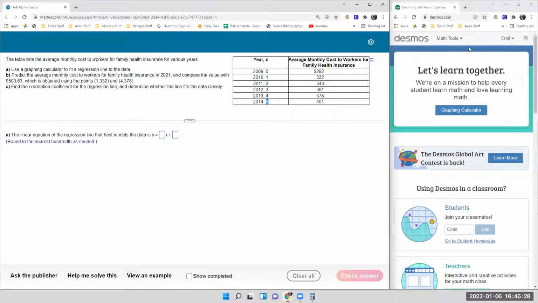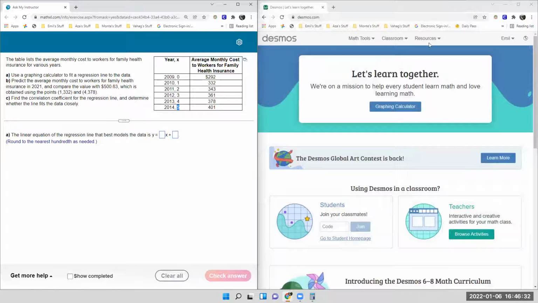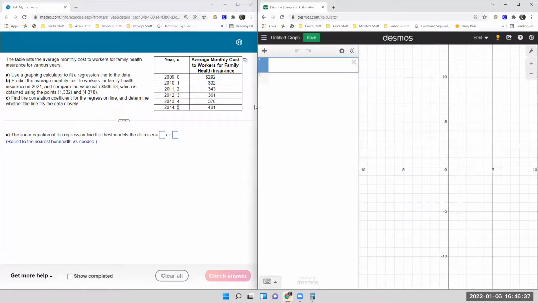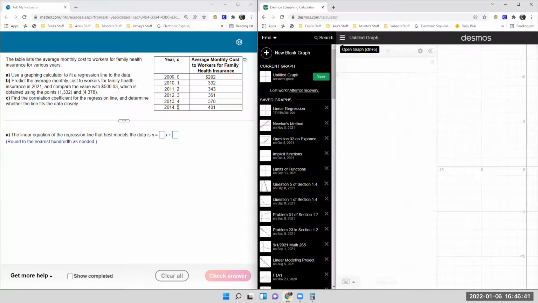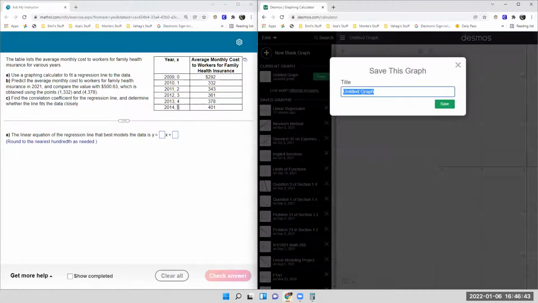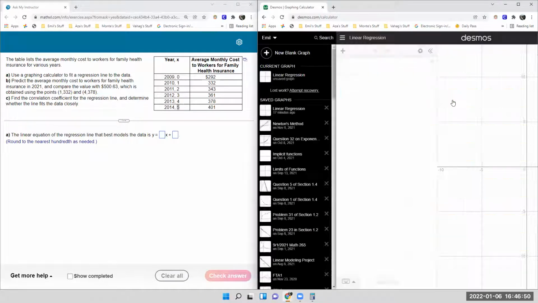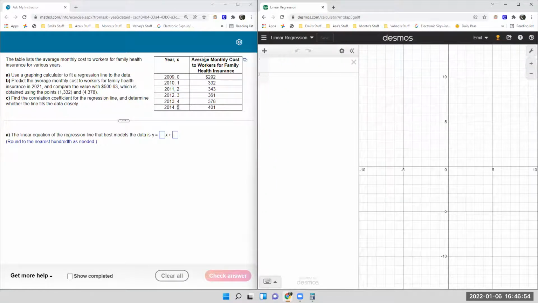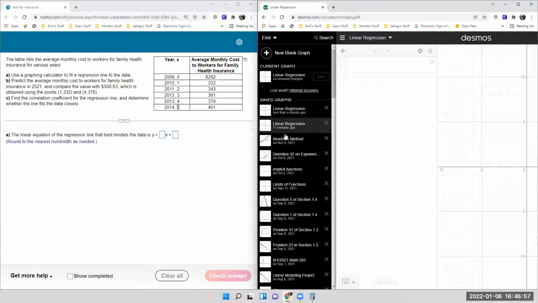So you want to open up desmos.com over here. And I recommend having an account, so that way, when you start graphing, you can actually save your document. You just have to click save here and type, let's say, linear regression. That way you can have access to this file. As you can see, I have a whole bunch of graphs that I can open up anytime.